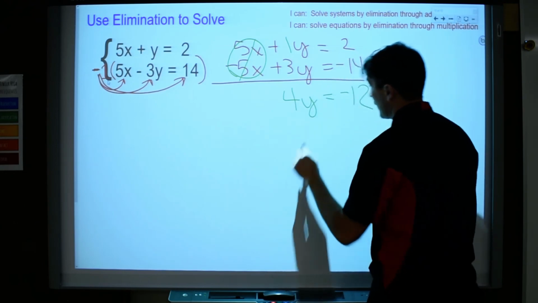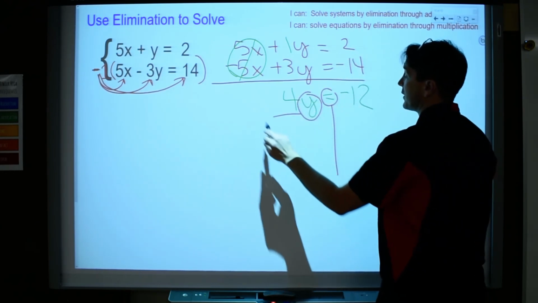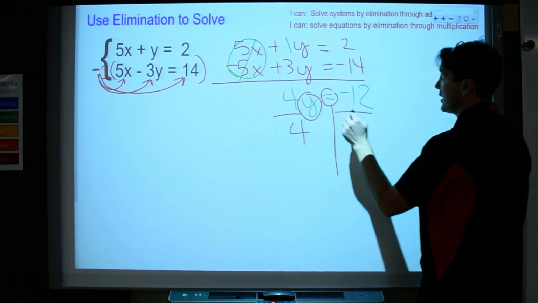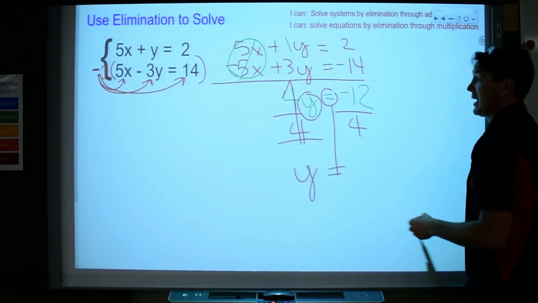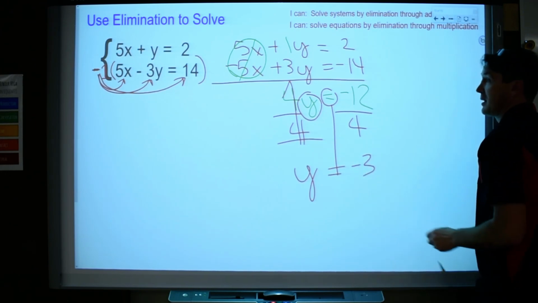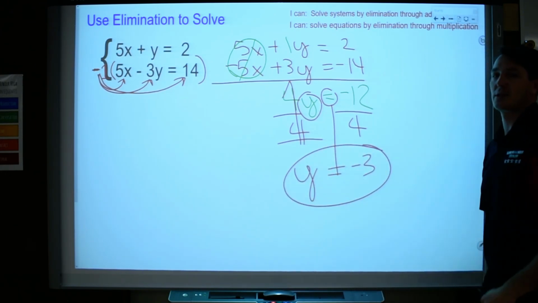Now I just got to solve to get y alone. Circle the y, underline the coefficient. I'm going to be dividing by 4. If I do it to one side, I do it to the other. 4 divided by 4 is 1. I get y equals negative 3. Am I done? And the short answer is, of course, I'm not done.